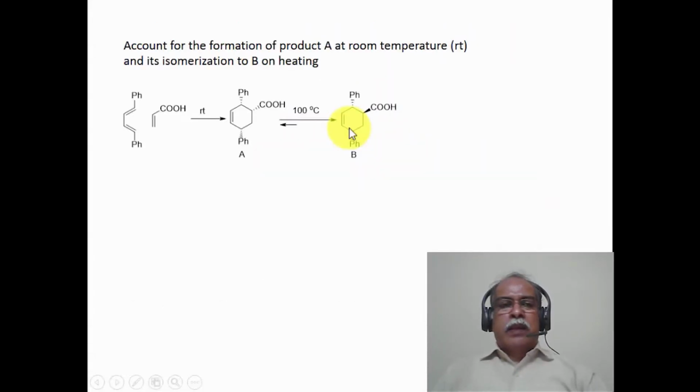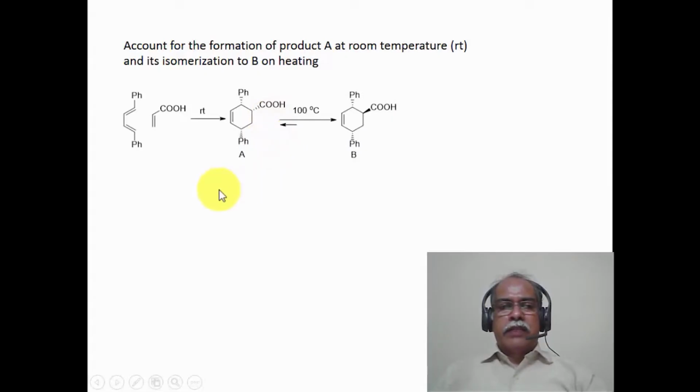Here is another interesting question. Account for the formation of product A, which is formed at room temperature when this diphenyl butadiene reacts with acrylic acid. However, A on heating undergoes isomerization. You can see here one of the centers has different stereochemistry. This is all cis stereochemistry, whereas this is 1,4 cis and 1,2 trans kind of stereochemistry. This is a diastereoisomer of this particular molecule.